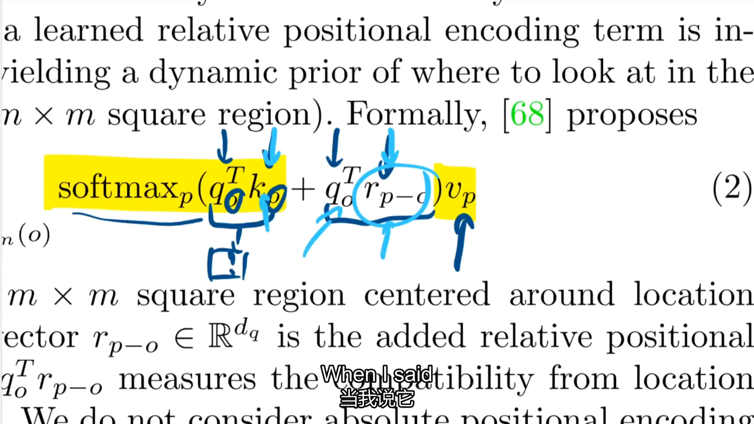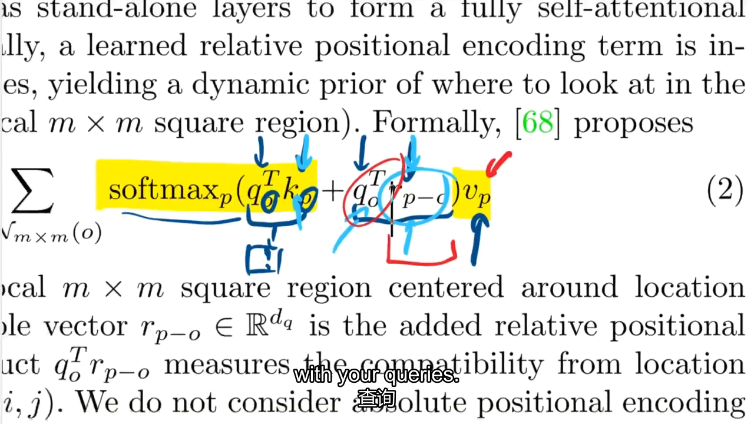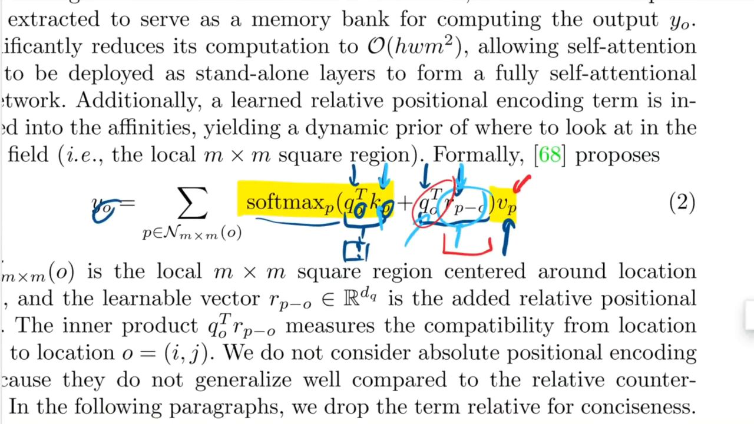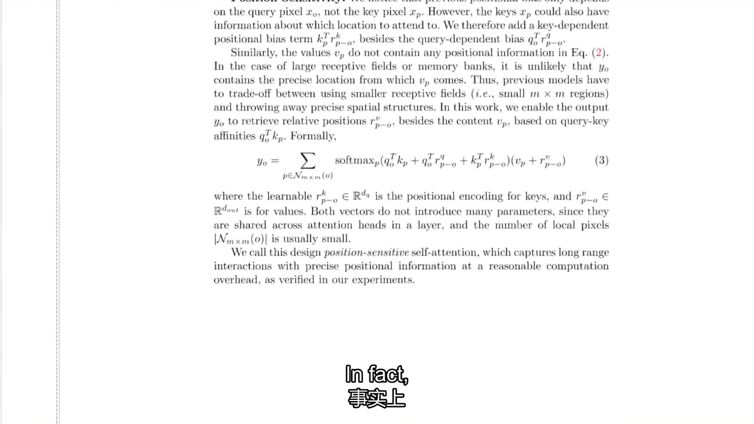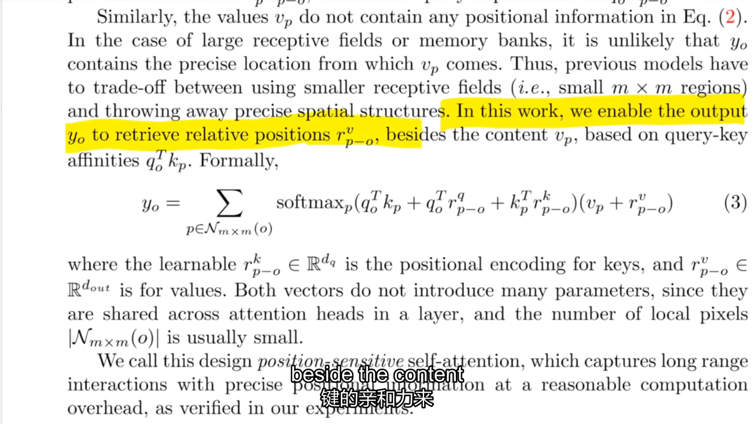And that's the mistake I made when I said it's equivalent to a convolution. It is not, because it's still modulated by that query vector of how to aggregate information. Otherwise, you would have this to be a standalone multiplied by the input right here. But it sort of pays off to think of it like what you do in the convolution. In the convolution, you learn how to aggregate information basically based on position, relative position to the position that you want to output. And here you do a similar thing. You learn static position embeddings that you then can attend to with your queries. All right, so these are the position embeddings, and they make use of those position embeddings. In fact, they attend them to the following. In this work, we enable the output to retrieve relative positions beside the content based on query key affinities, formally.